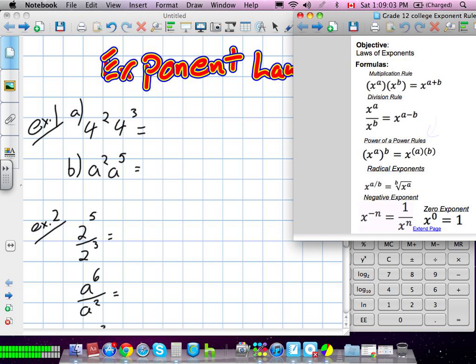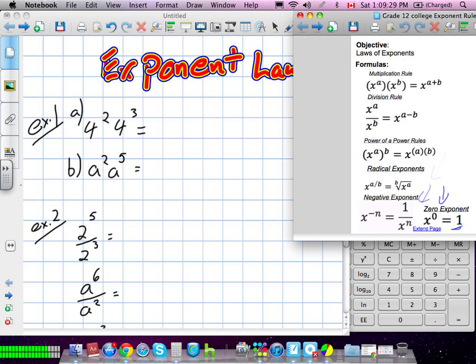But in terms of simplifying, if you're multiplying exponents with the same base, you can simplify it. If you're dividing exponents with the same base, you can simplify. And if you're raising an exponent to a power, that's a power of a power, or double exponent, you can simplify it. I don't think we're going to get into radicals, but we can get into some negative stuff. And of course, zero exponent: any number to the power of 0 is equal to 1. It does not matter what the base is.